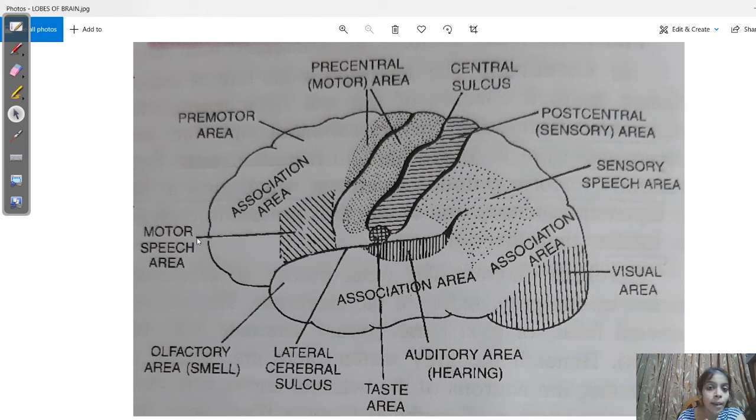Motor speech area. Suppose you are listening to my words. Suppose I am asking you something. First you have to listen to what I am asking. Then your brain will process that. Accordingly, you will also try to give a reply. Now for replying, only thinking will not do. You will have to utter words. For uttering words, your facial muscles should work, and your tongue should work. They can be controlled by this motor speech area.